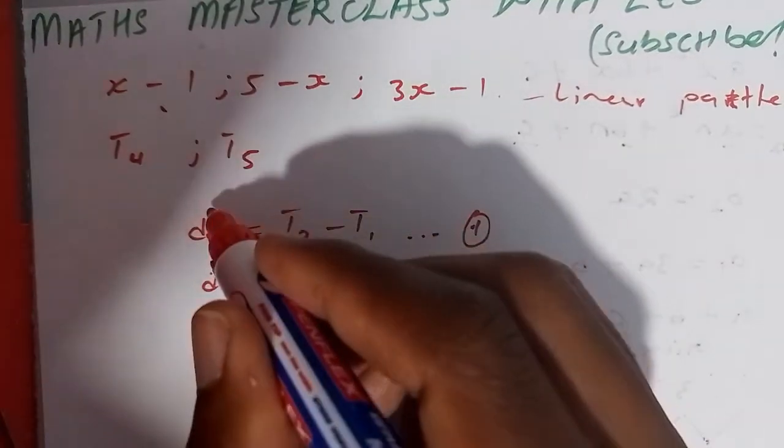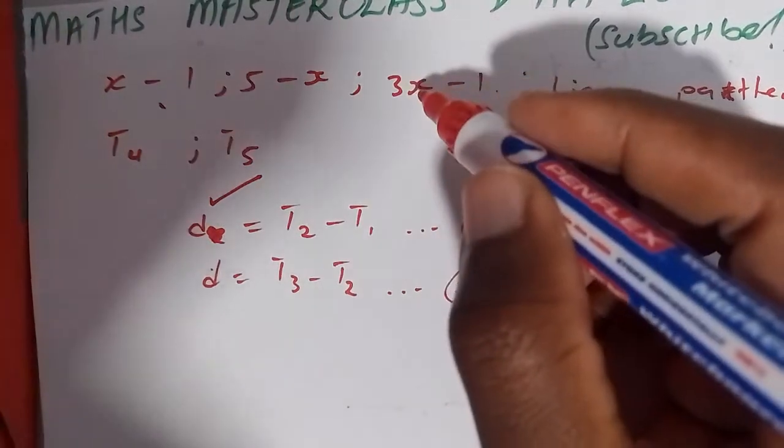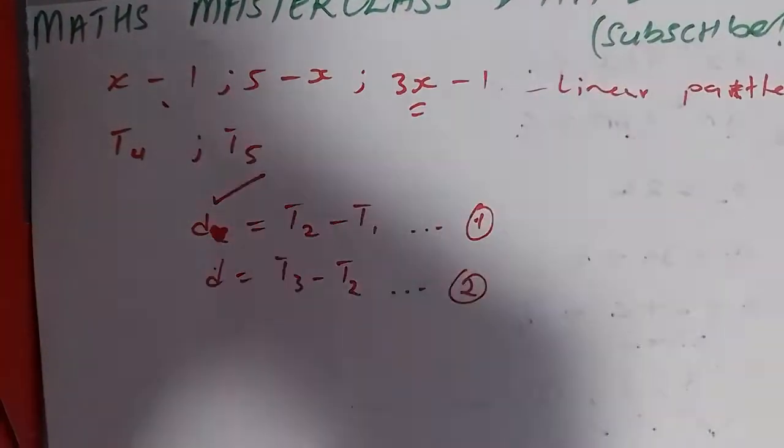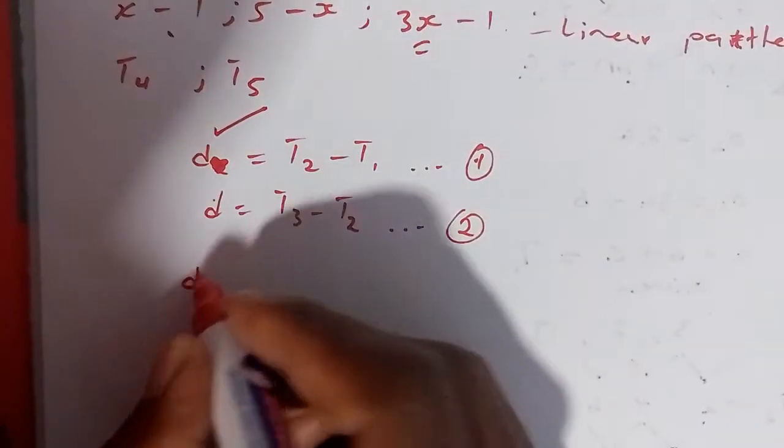Which are the two unknowns? I'm going to have D, which is unknown. I don't know it. And then I'm going to have X as well, which is unknown. I need to calculate it. Okay, let me show you what I am trying to show you.